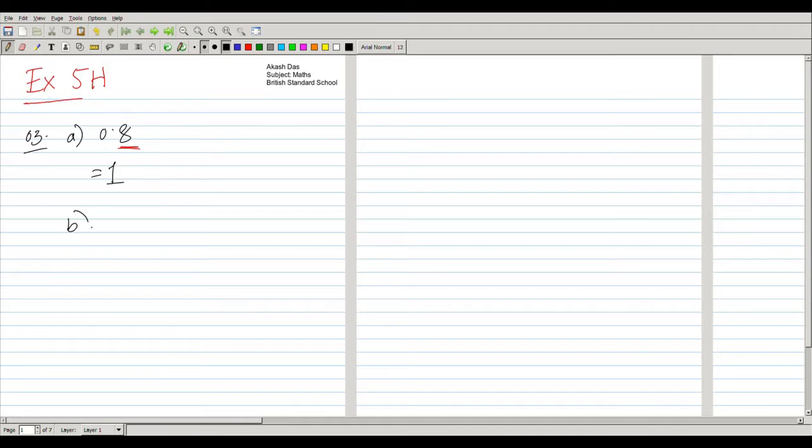Let's say another one, 10.399. The tenths place number is 3, and this 3 is less than 5, so we can't change the value of this one, so the value will be 10.